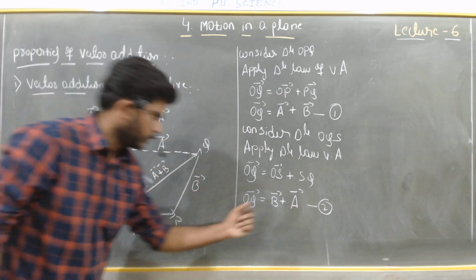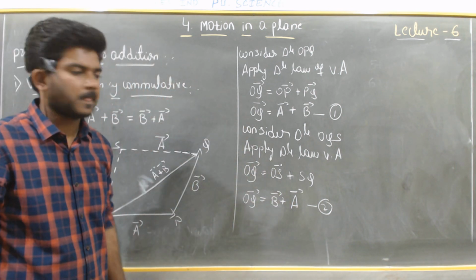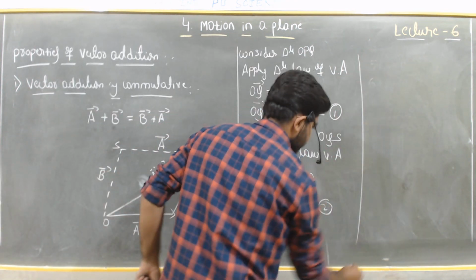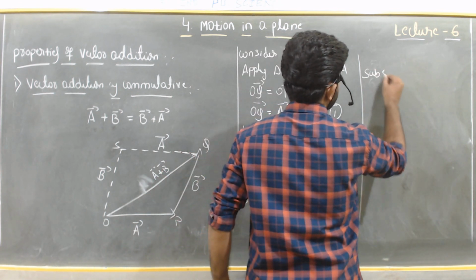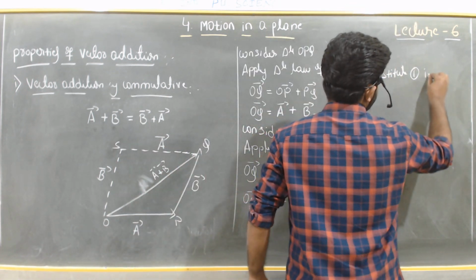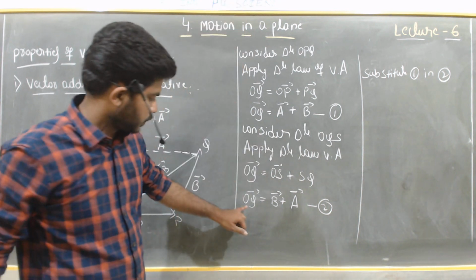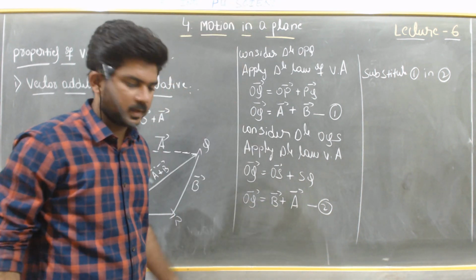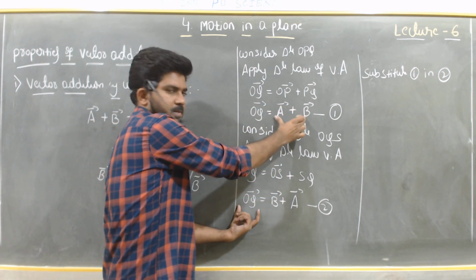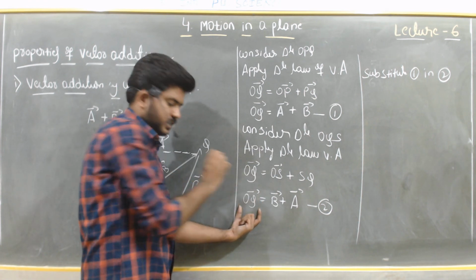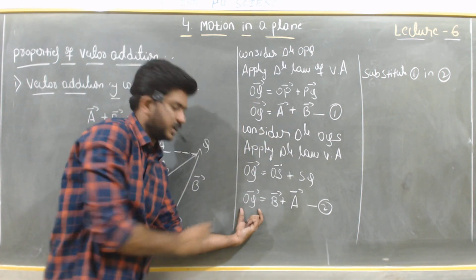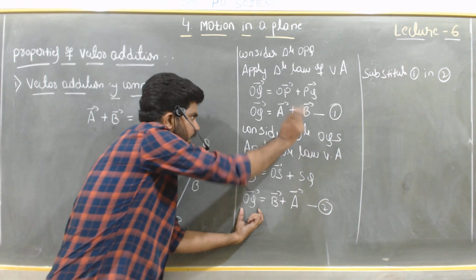So can you substitute equation 1 in equation 2? Equation 2, what do we have? OQ is equal to B plus A, right? See here, OQ value we have as A plus B. It means A plus B should be placed in this place, right? A plus B, what should we do? We should write it here, because we know the OQ value is A plus B. Here it is OQ itself. What is the OQ value? Vector A plus vector B.